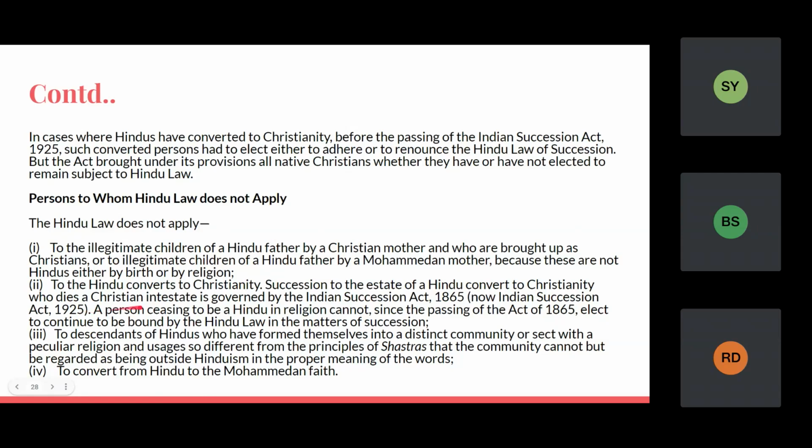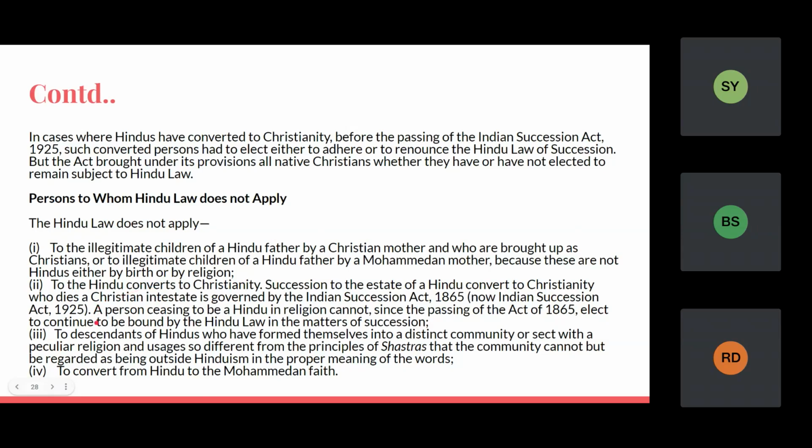Okay, so a person who ceases to be a Hindu in religion cannot, since the passing of the act. Okay, this is a technical thing. You just understand for now that Hindu law does not apply to Hindu converts to Christianity.